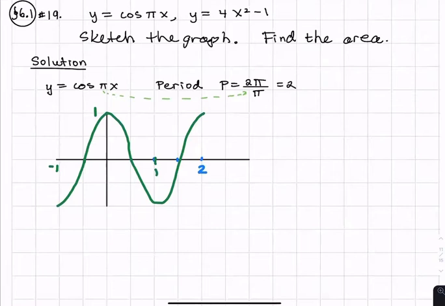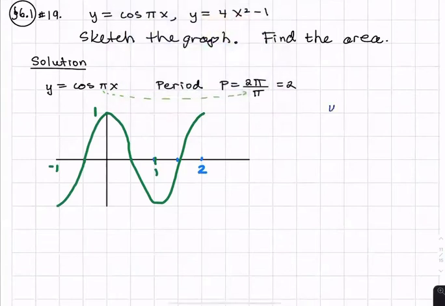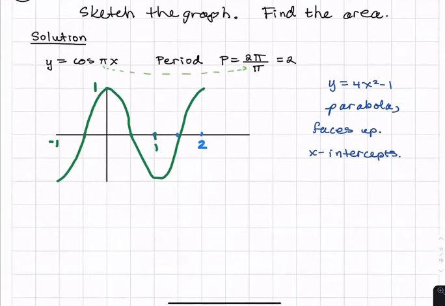Let me now play around with this other graph. If I have y equals 4x squared minus 1, this is a parabola that faces up. I'm going to find the x-intercepts because that's easy. If 4x squared minus 1 equals 0, I get 4x squared equals 1, x squared equals 1/4. So x will equal plus or minus 1/2.